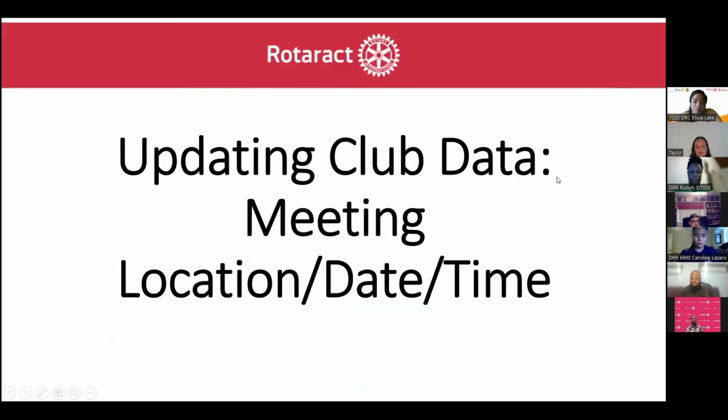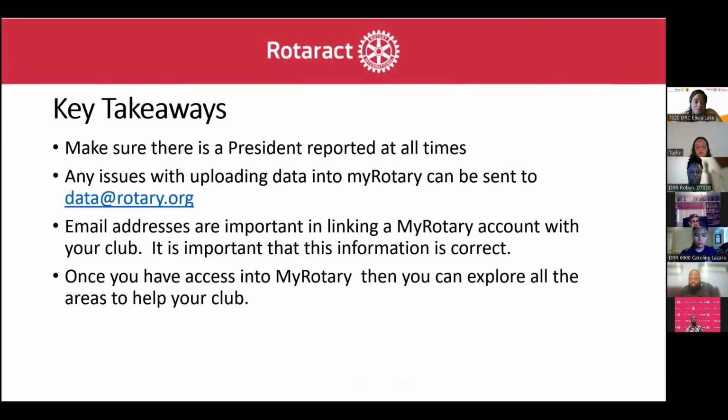Oh, and those slides did not delete, so we're just going to scroll right through those. So the overall key takeaways: make sure that the club president is reported at all times. If you know the incoming president, that they are also designated. If you have any issues with uploading data into MyRotary, I'd probably reach out first to your DRR, DRC, to see if they could help, even us as Zone 34, we could see if we could be of assistance. And then if not, we'll probably designate you over to data at rotary.org if there's any major issue that we can't help you navigate ourselves.